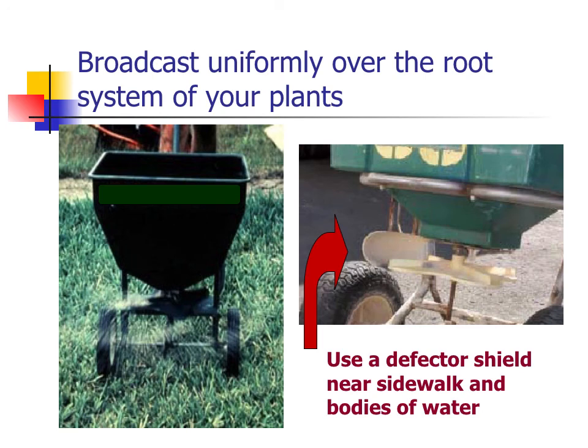When we fertilize, it's best to broadcast the fertilizer uniformly over the root system of our plants. One easy way to do it is to use a fertilizer spreader. Here's that deflector shield, as I was talking about, that keeps the fertilizer from going on one side of the spray. You could deploy it when you're close to a body of water or an impervious surface like your driveway or walkways.